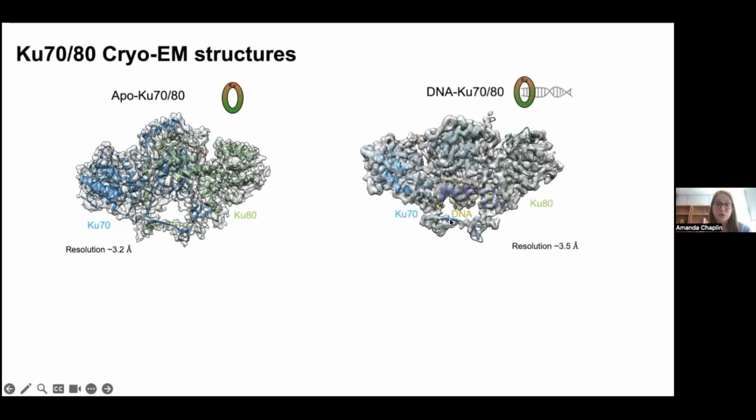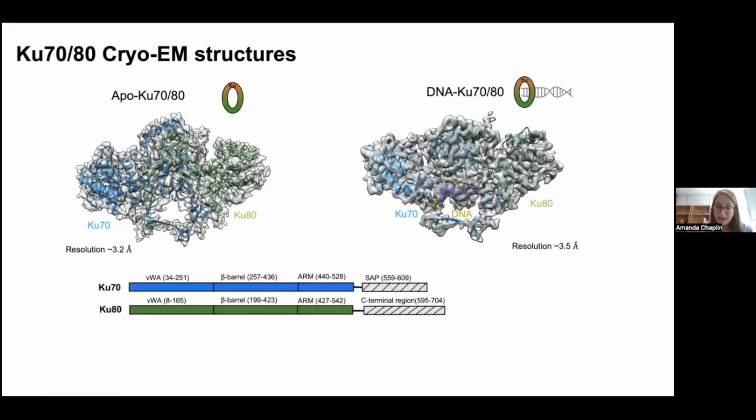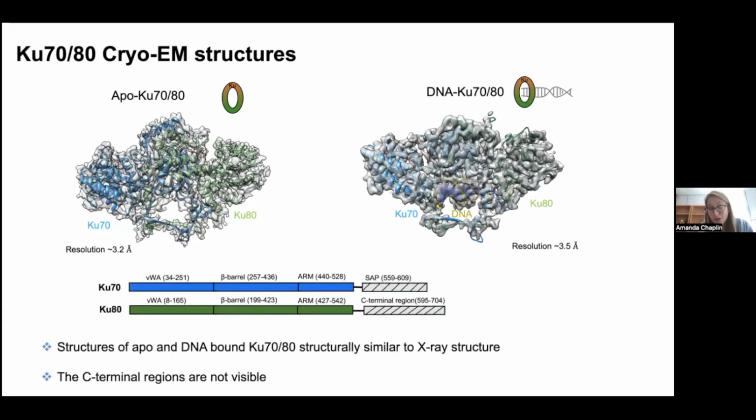And we now have the structure also with DNA bound. It's interesting to say, actually, that this structure is remarkably similar to the X-ray structure solved back in 2001. So we didn't see anything too different. What was interesting with all the structures we've solved with Ku70 is that we don't generally see the C-terminal region of either Ku70 or Ku80, which I'll tell you more about in a moment.